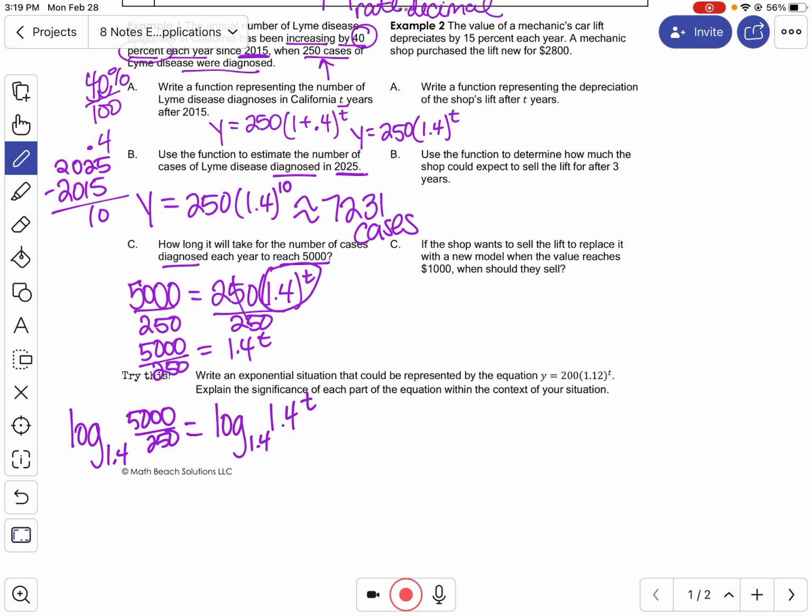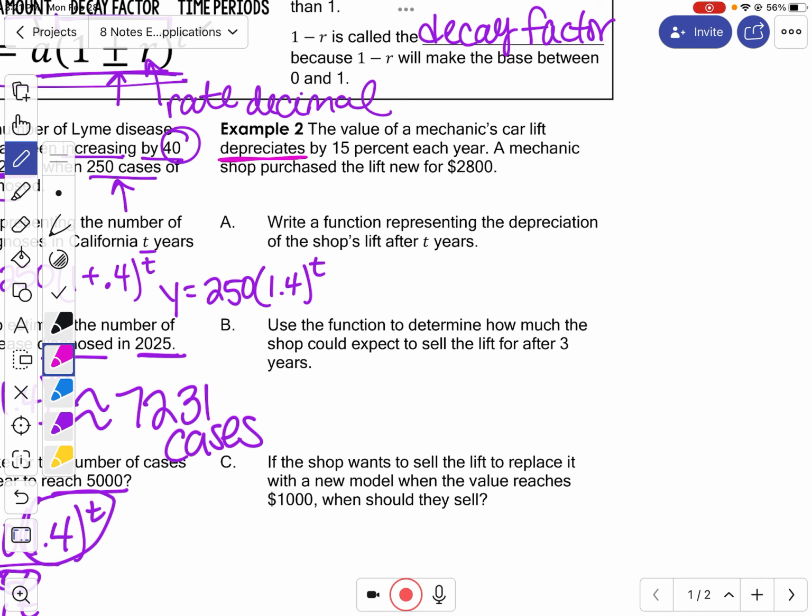So example 2, the value of a mechanic's car lift depreciates. Depreciate means going down in value. Appreciate means going up in value. So you have to know these key words. Depreciate means go down, so it's going to be a decay factor. It's depreciating by 15% each year, and a mechanic shop purchased the lift new at $2,800.